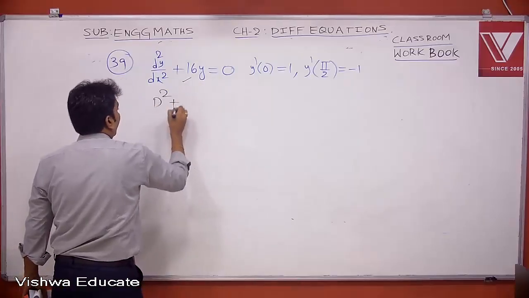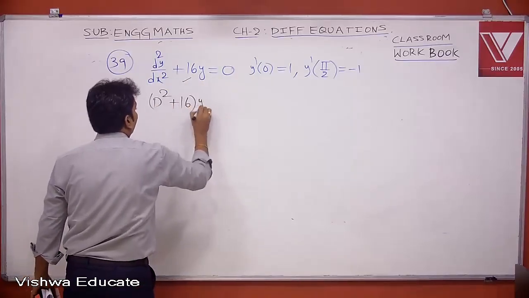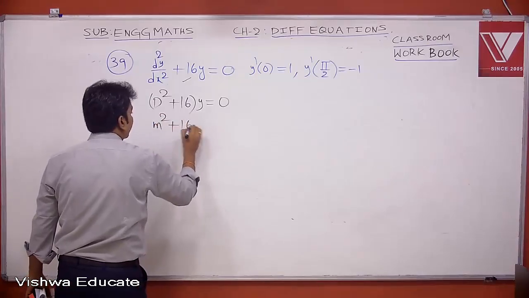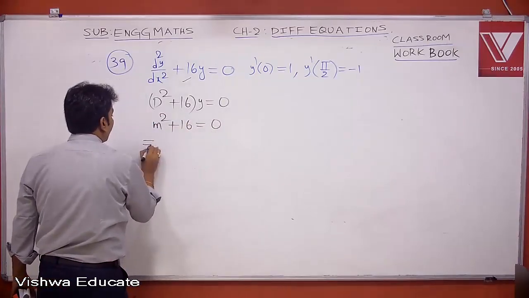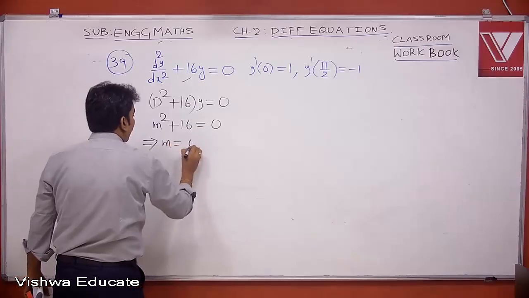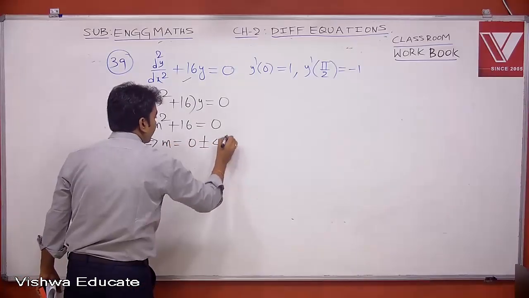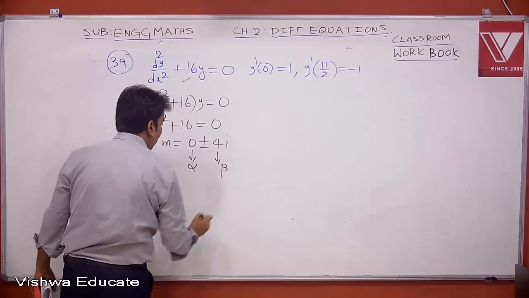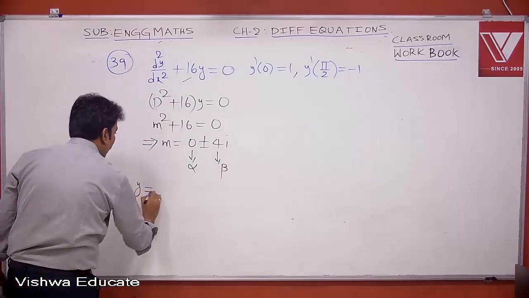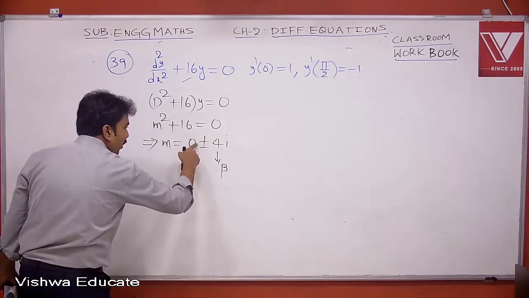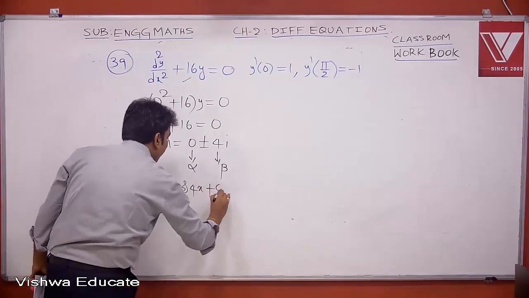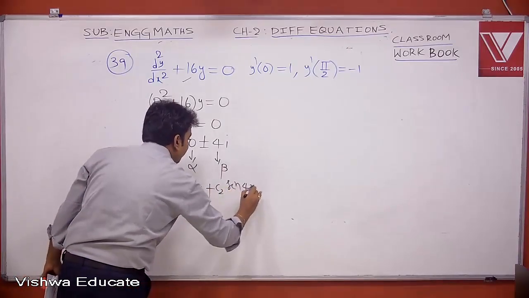This is (d square plus 16) of y equal to 0. My auxiliary equation is m square plus 16 is 0. So this implies m equal to 0 plus or minus 4i. So the roots are complex roots, alpha plus beta i. Therefore y equal to e power alpha x, e power 0x is 1, so this is c1 cos 4x plus c2 sin 4x.